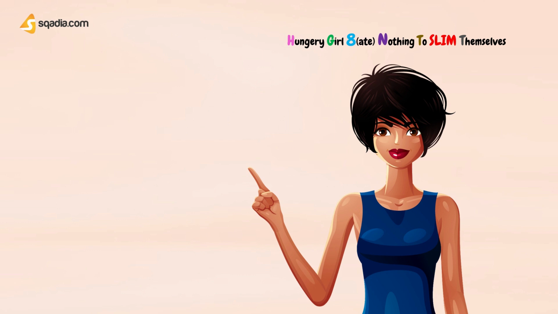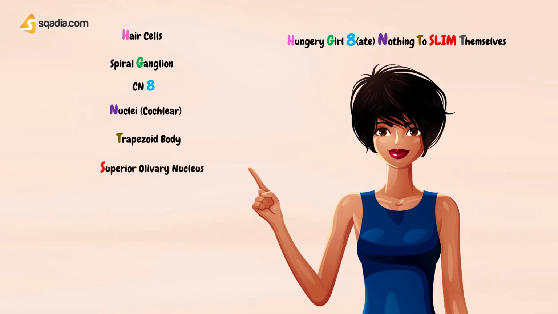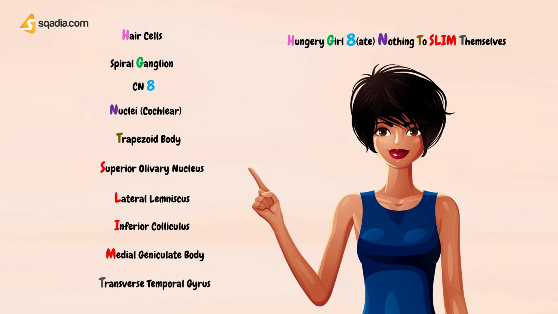Hungry girl ate nothing to slim themselves. H for hair cells. G for spiral ganglion. A indicates cranial nerve 8. N for cochlear nuclei. T for trapezoid body. S for superior olivary nucleus. L for the lateral lemniscus. I for inferior colliculus. M for medial geniculate nucleus. T for transverse temporal gyrus.